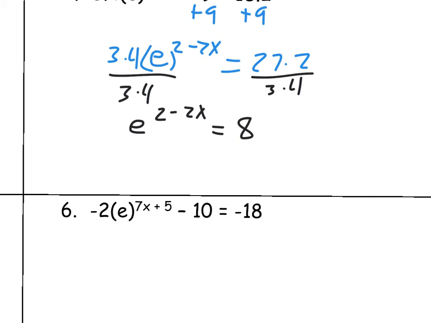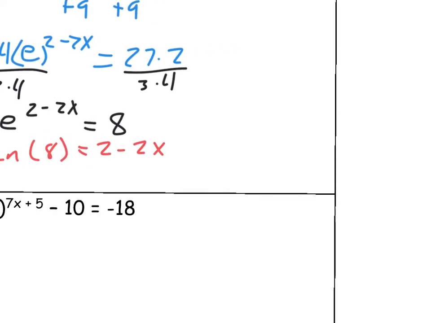Okay, so now we're going to write this as a logarithm. Log base e of 8 equals my exponent. Well, if it's log base e, that's when we use the natural log: ln of 8 equals 2 minus 2x. So I'd find the natural log of 8 first. Just get that decimal and then work with that. What was it? 2.0794. Okay, so 2.0794 is equal to 2 minus 2x. And then just solve this equation.